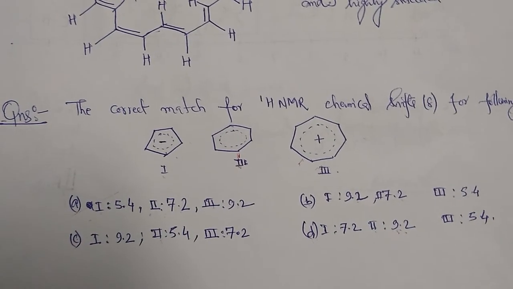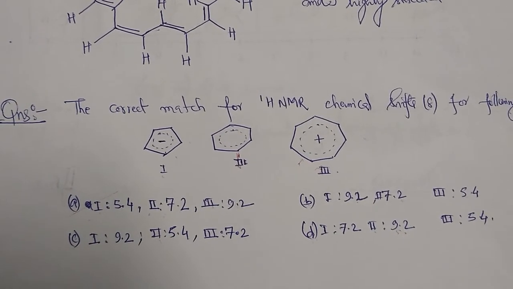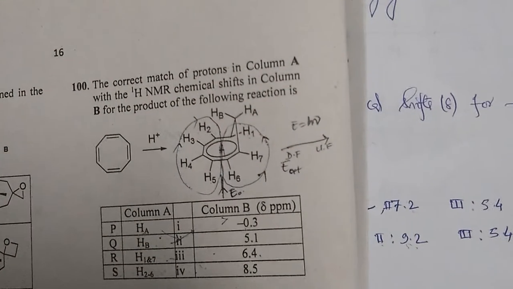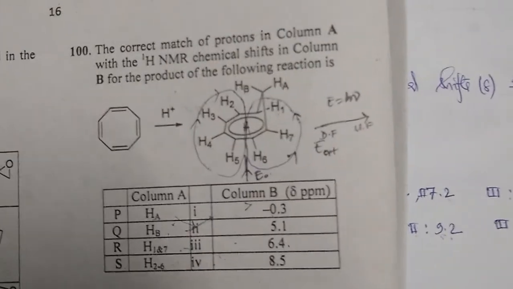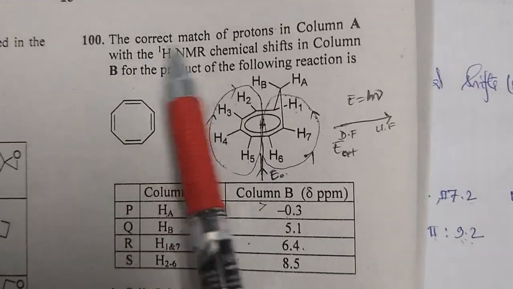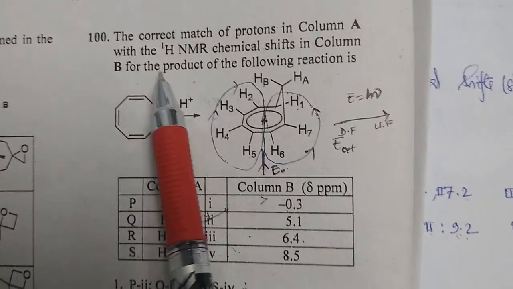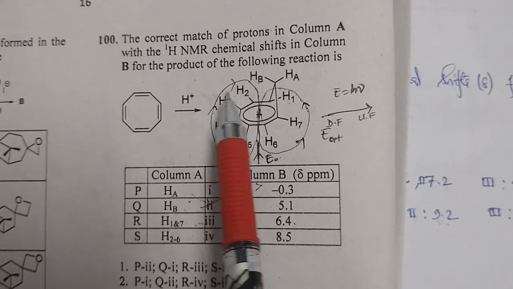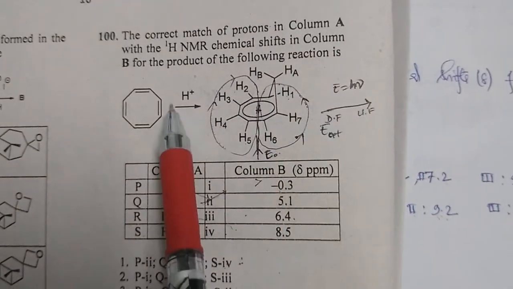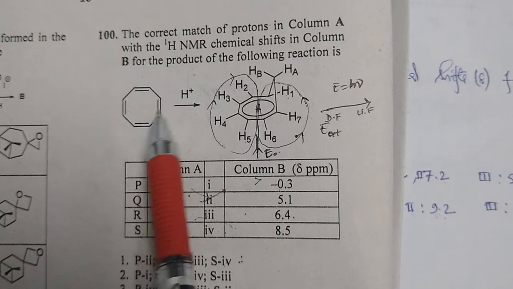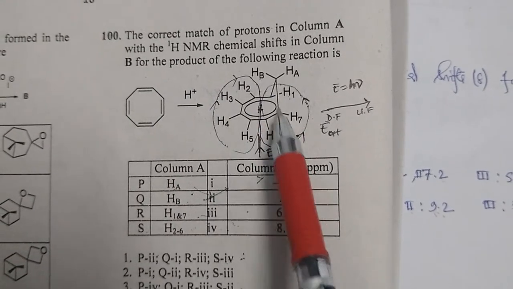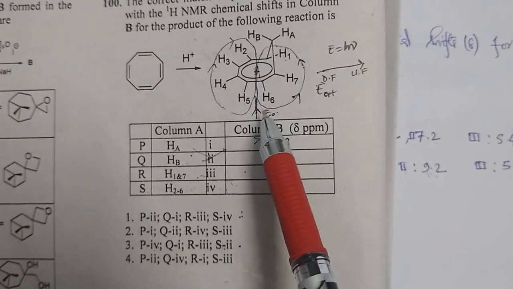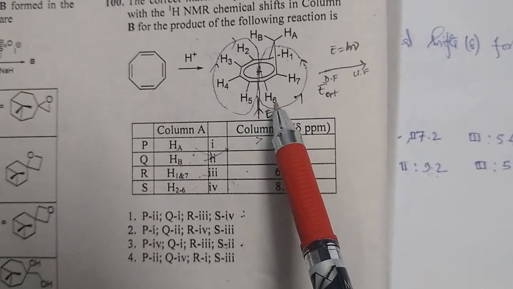Considering problems related to the chemical shift, we can consider one more problem here. We can see question number 100. Here the correct match of protons in column A with the proton NMR chemical shift in column B for the product of the following reaction is asked. Here we have been given one reaction that results in this product, and we need to match the columns using this product's chemical shifts for the protons.